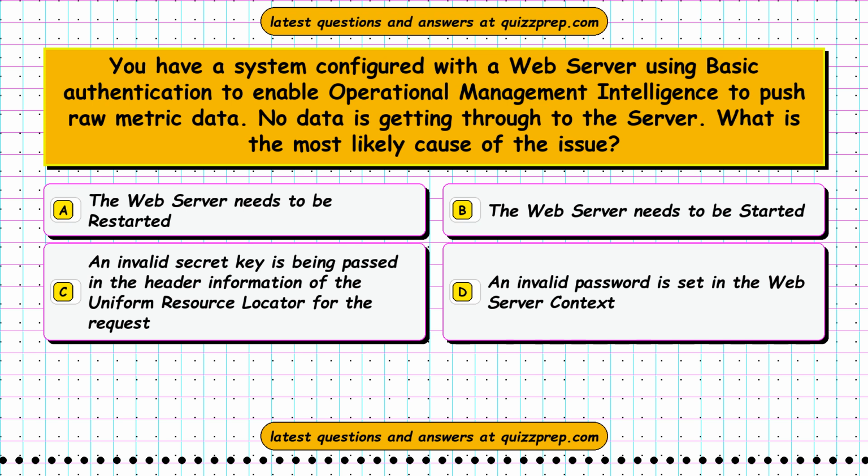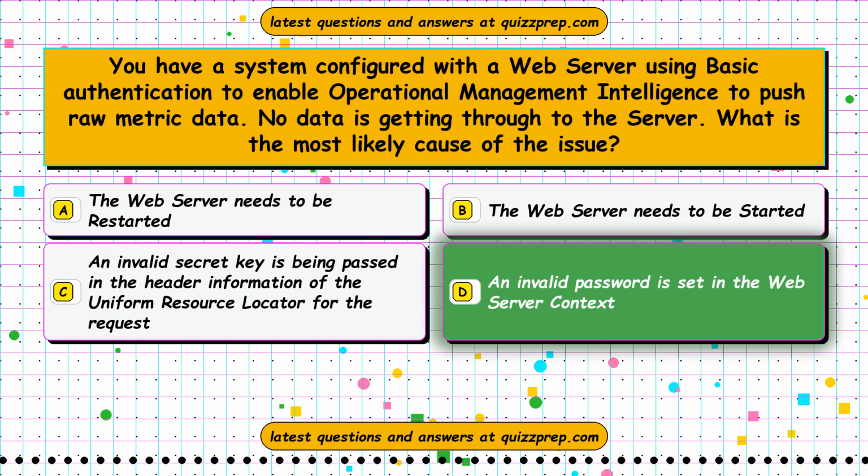Option A. The web server needs to be restarted. Option B. The web server needs to be started. Option C. An invalid secret key is being passed in the header information of the uniform resource locator for the request. Option D. An invalid password is set in the web server context.